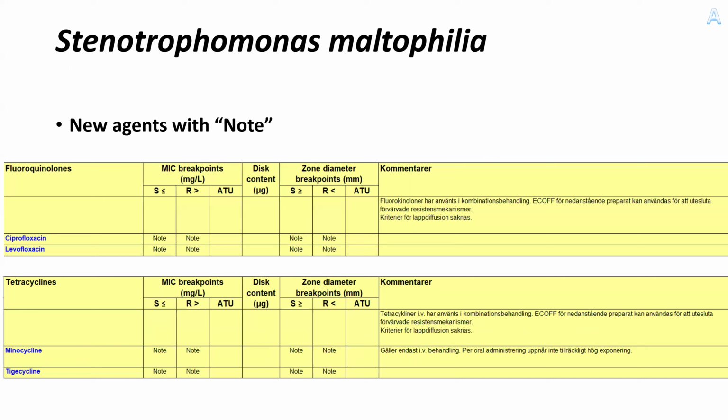And then we have the last slide, I think, with the other new agents, the fluoroquinolones, ciprofloxacin and levofloxacin, and the tetracyclines, minocycline and tigecycline. For all of these 4 compounds, we don't have breakpoints. We have a note and a comment. The comment is actually the same for all of these 4 antimicrobials, telling us that they have been used in combination therapy, and the ECOFF of these can be used to exclude non-wild type isolates. Unfortunately, criteria for disc diffusion is missing, so you have to do MIC testing.